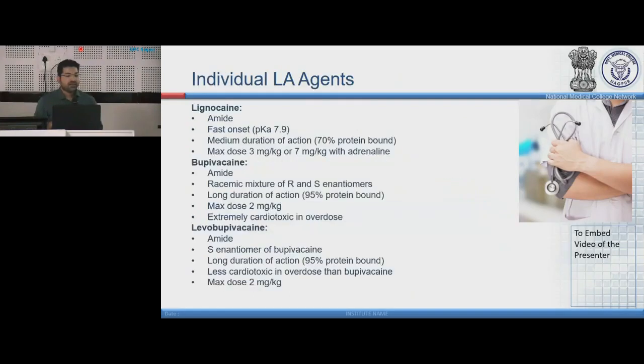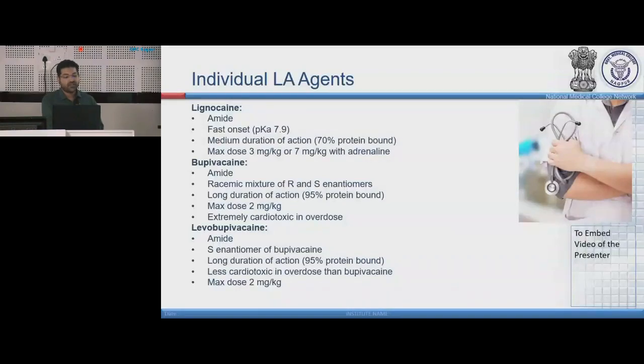Individual drugs. Lignocaine is an amide. It has a faster onset of action as its pKa value is 7.9, which is nearer to the physiological pH. It is 70% protein bound. It has a medium duration of action, and the maximum dose that can be given is 3 mg per kg. But if we add adrenaline, we get a safer dose of 7 mg per kg.